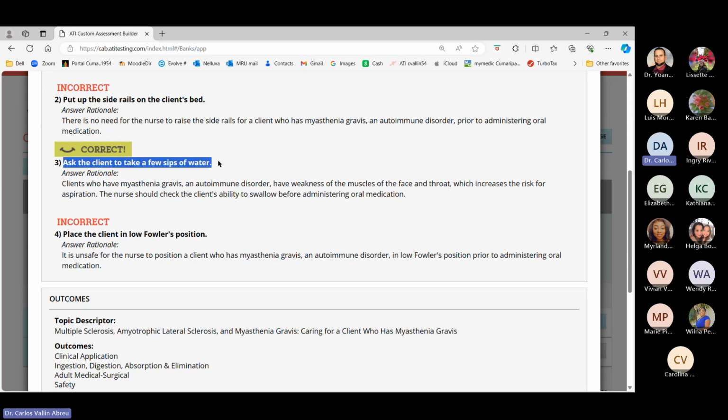Okay, this is a good question. Why do you ask the client to take a sip of water? Because this is the way that a nurse explores if the client has dysphagia or not. If the client has dysphagia and a little amount of water goes to the trachea, nothing is going to happen, because the water is not going to produce a bad aspiration. The problem is when the aspiration is food or a medication. So that's the way a nurse explores for dysphagia. So it is a good question.